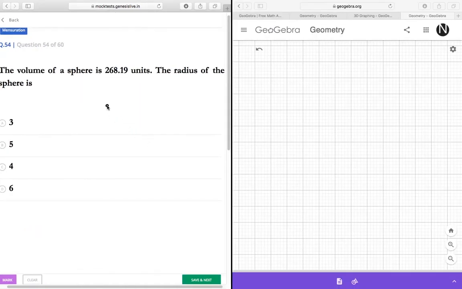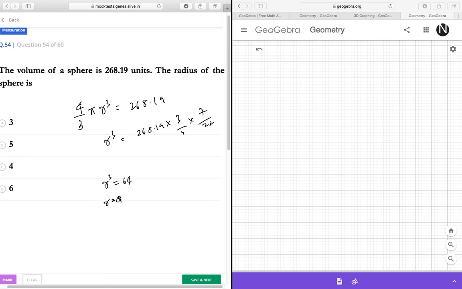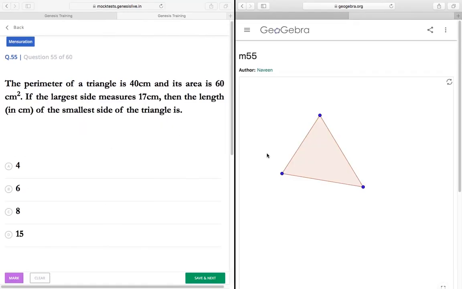All right, 54th, a straightforward question. Volume of sphere is given, radius is asked. You must be able to do it yourself. 4 by 3 pi r cube. I will not solve this completely. 4 by 3 pi r cube is equal to 268.19. So r cube will be equal to 268.19 into 3 by 4 into 7 by 22. Please solve this yourself, and be careful with the calculation. You will get r cube is equal to 64, or r is equal to 4. You will get 63.9 something, which you can assume as 64, and then r is equal to 4. That's it. Great. Next one.